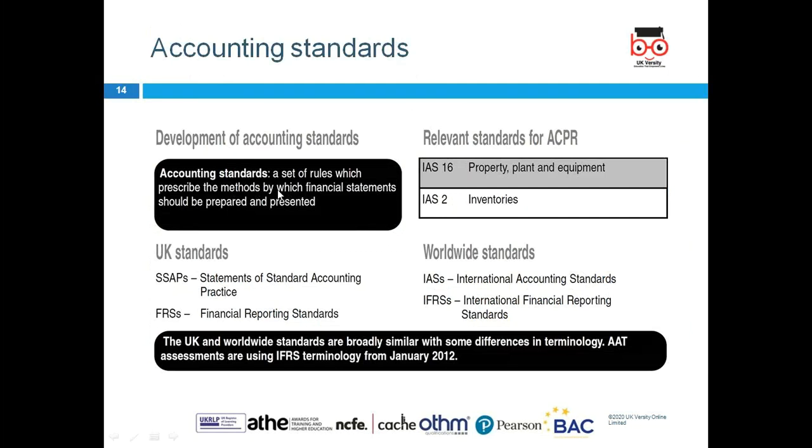Okay, so now we look at accounting standards, the set of rules which prescribe the method by which financial statements are prepared and presented, like what I showed you. So the sales first, cost of sales, then gross profit. The UK standard is called Statement of Standard Accounting Practice, SSAP. FRS is called Financial Reporting Standard. If we look worldwide, one same standard, same layout throughout the world is called IAS. IAS 1 is called International Accounting Standard 1, by which we prepare the financial statements.